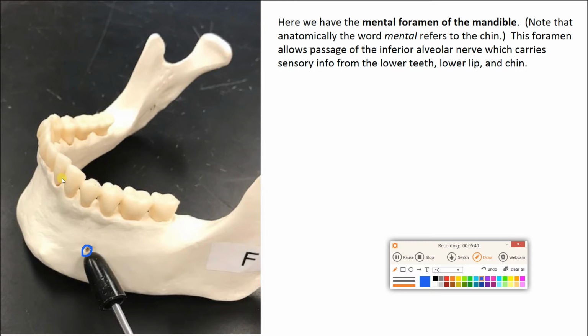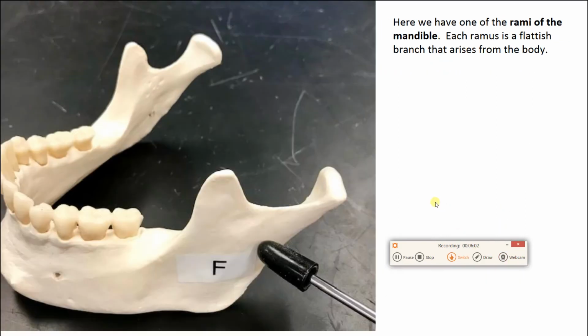It's going to take sensory info from your lower teeth as well as your lip and your chin. If you've ever had a cavity filled in one of these lower teeth, if you've ever gotten these teeth numbed, you're definitely feeling the numbness in all of these parts because you are paralyzing that inferior alveolar nerve for a little bit. Okay, what else can we see on this mandible?